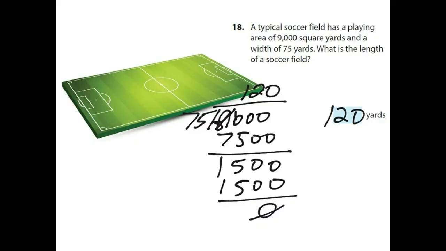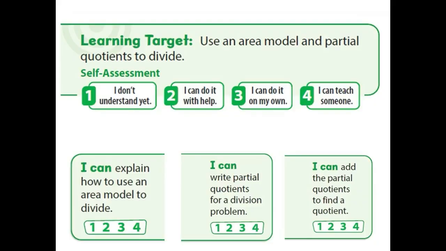Alright, let's go over our learning target. Use an area model and partial quotients to divide. Hopefully you can do that. And you can explain how to use a model. You can write partial quotients for a division problem. And you could add those partial quotients to find a quotient. Hopefully you can do that on your own.